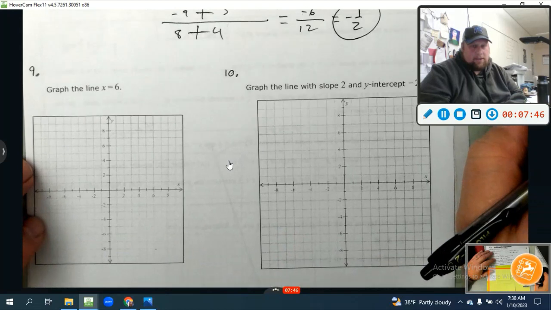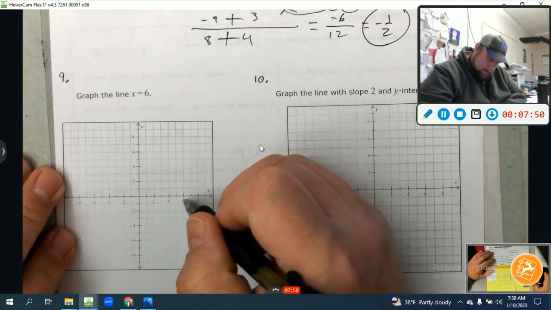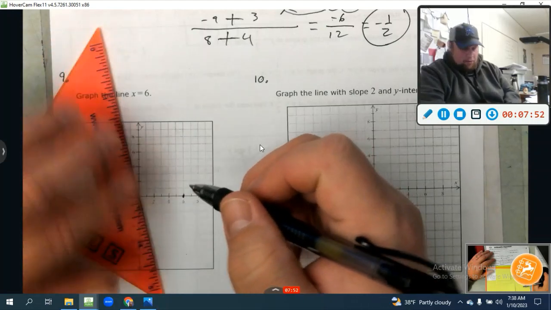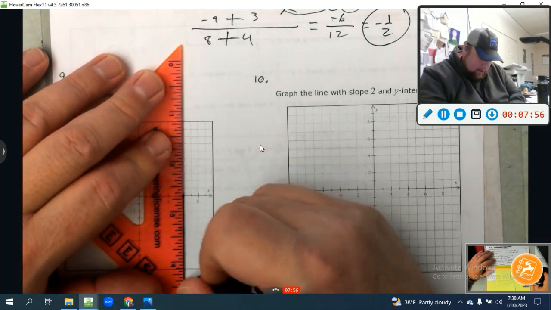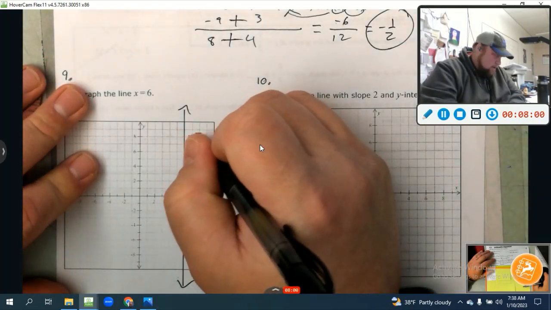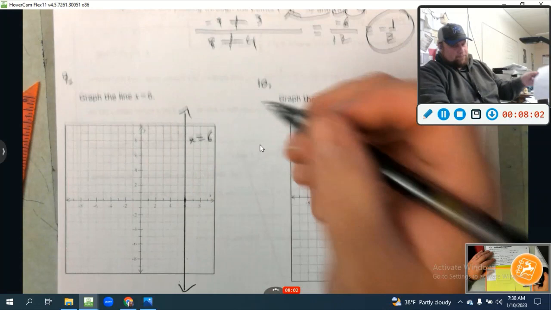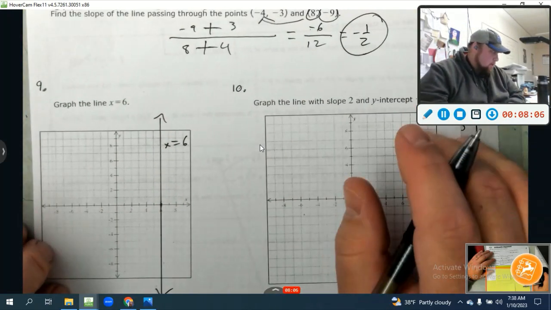x equals 6. Well, let's find x equals 6. Right here, no matter what y is, x equals 6. That's a vertical line at x equals 6. Okay. Let's go to the next one.